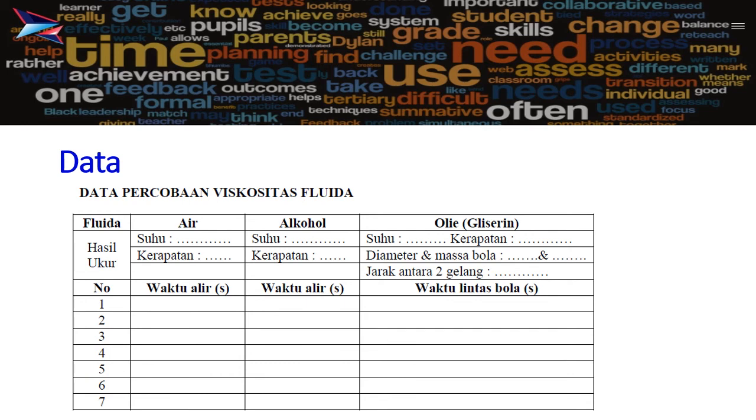Then we come to the data. Your data is going to be filled into these tables. You measure the temperature, you measure the density, you measure the diameter of your object, which is the ball bearing, and then you measure the positions A and B on the Ostwald viscometer, as well as the travel times from A to B for the different or various liquids you're using. Then you're ready for the calculation, right?